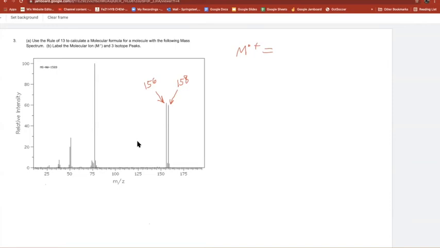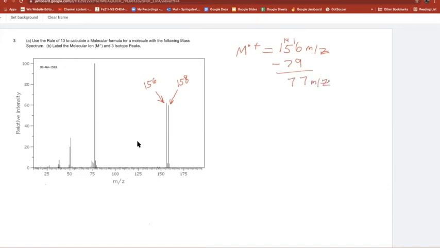It's the 156, because that has the most abundant isotope of bromine, bromine 79. It's only slightly more abundant, but that's the definition of a molecular ion: most abundant isotopes, and bromine 79 is most abundant. I'm going to subtract the 79 right at the start. I like to do the calculation that way. So I get 77.